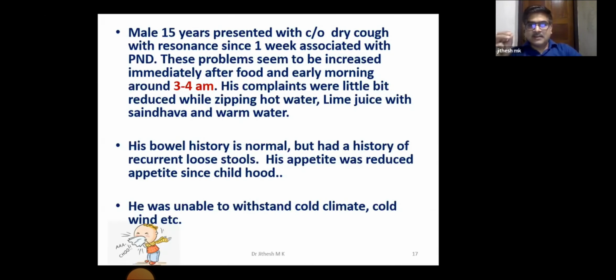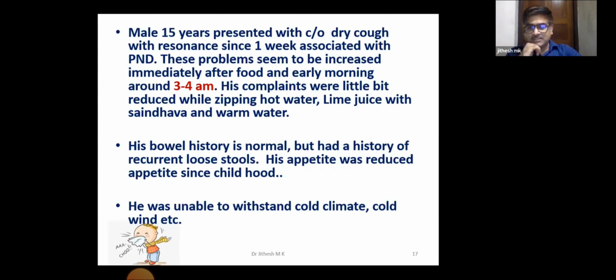And what does he do for reducing the symptoms? He said that he will drink some warm water mixed with salt or just simple lime juice, and gradually the problem reduces. Here, the difference is that his bowel history is normal, but he has a history of recurrent loose stools. His appetite has been reduced since childhood.